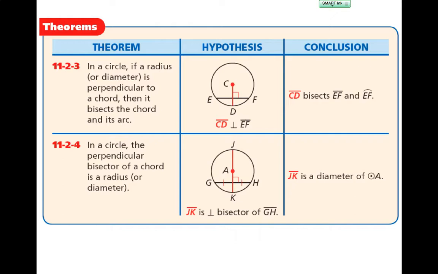The bottom one sounds like the converse. In a circle, if you have a perpendicular bisector of a chord, that will always be a radius or diameter of the circle. We're going to use this to do a construction, and probably tomorrow we'll do the constructions. To find the center of a circle, what we can do is construct the perpendicular bisector of chords. And we can locate the center of the circle if we don't know where it is. So that one's going to be used more in that way.